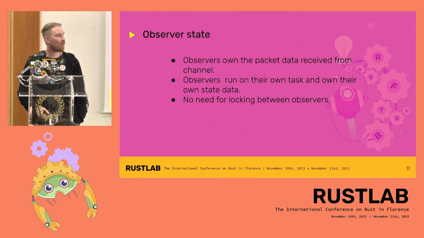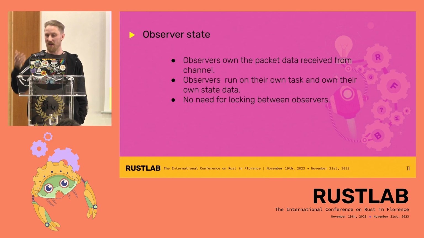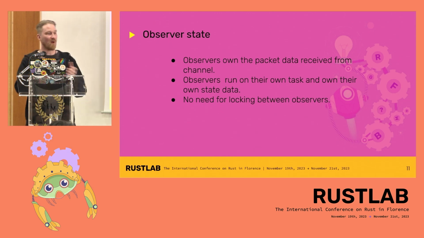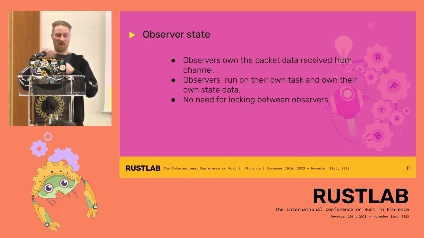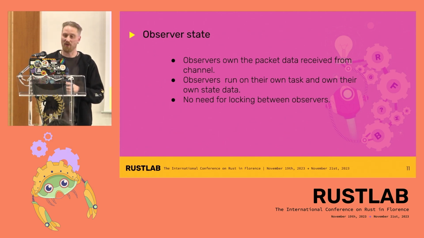When the observer receives a packet from the channel, it owns the packet. So you know that no one else can mess with the packet, because when it comes from the channel, it's owned by the observer. The observer can do whatever it wants with the packet, and then once it's done, it sends it on its merry way to the next observer.